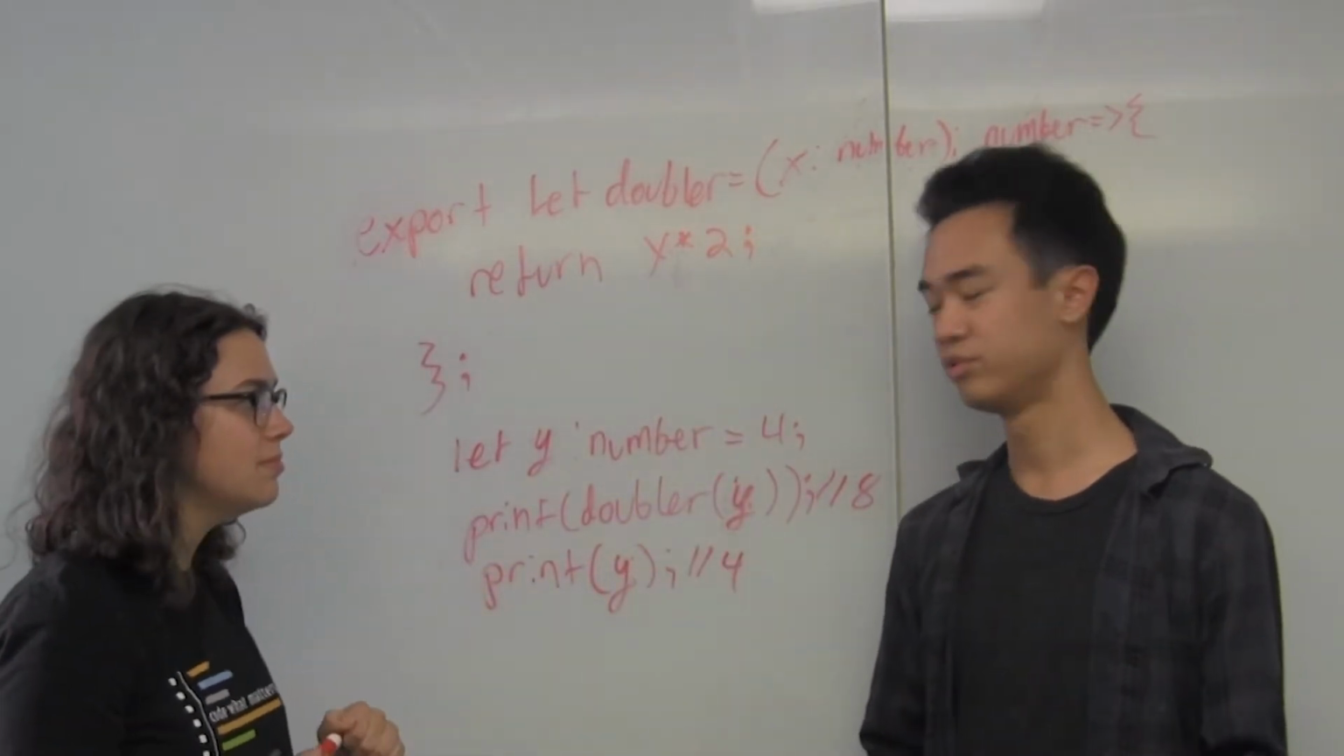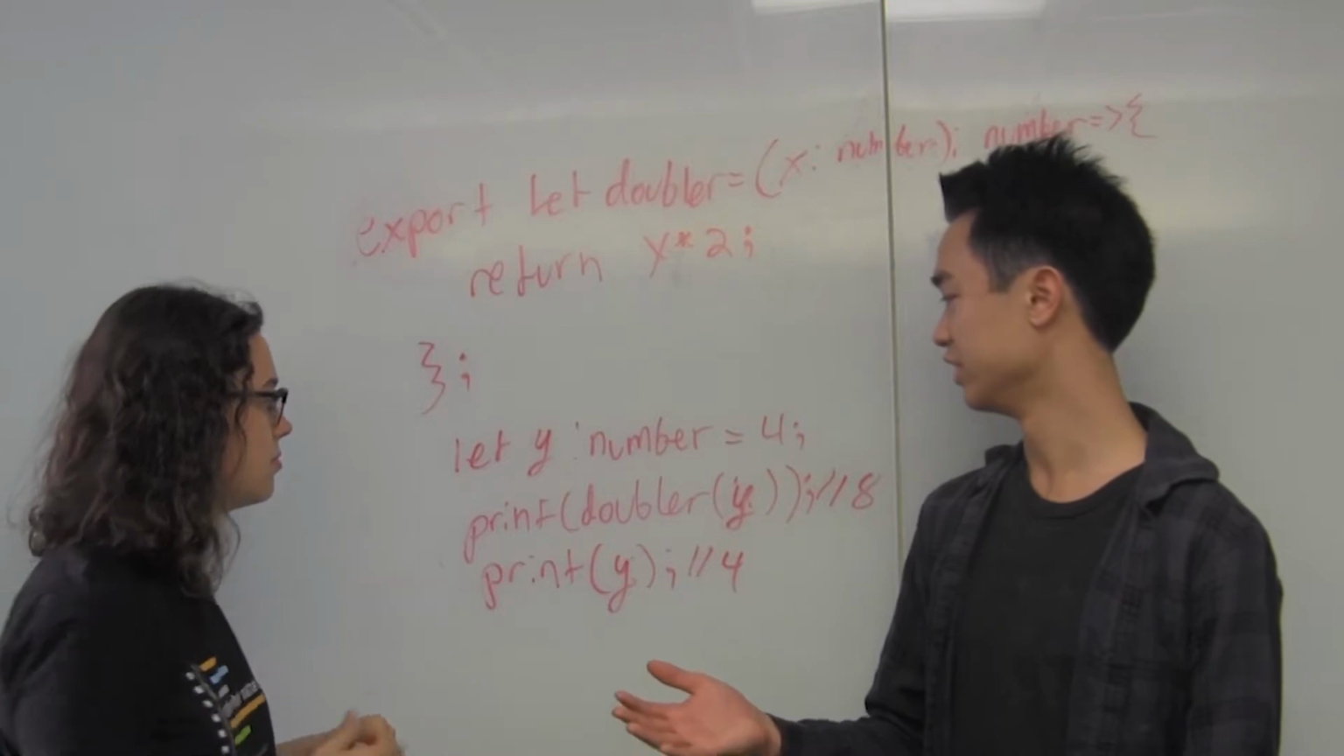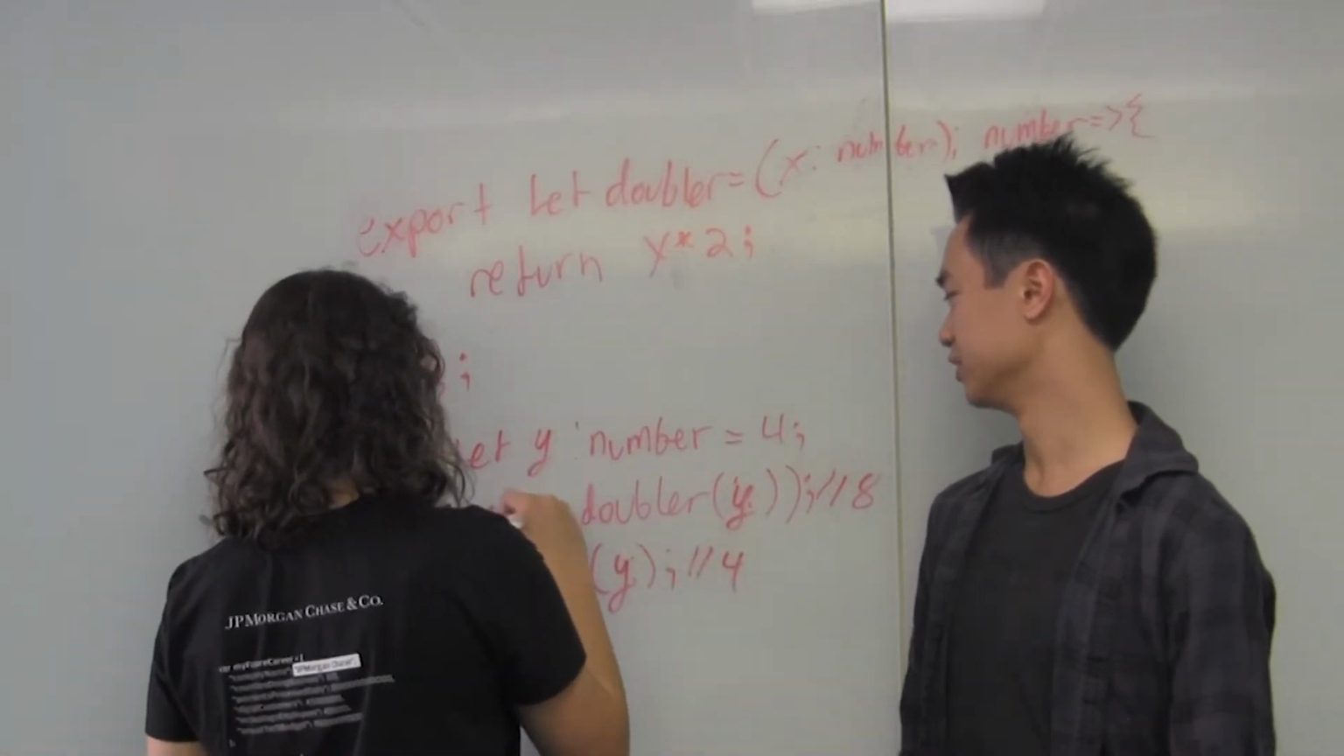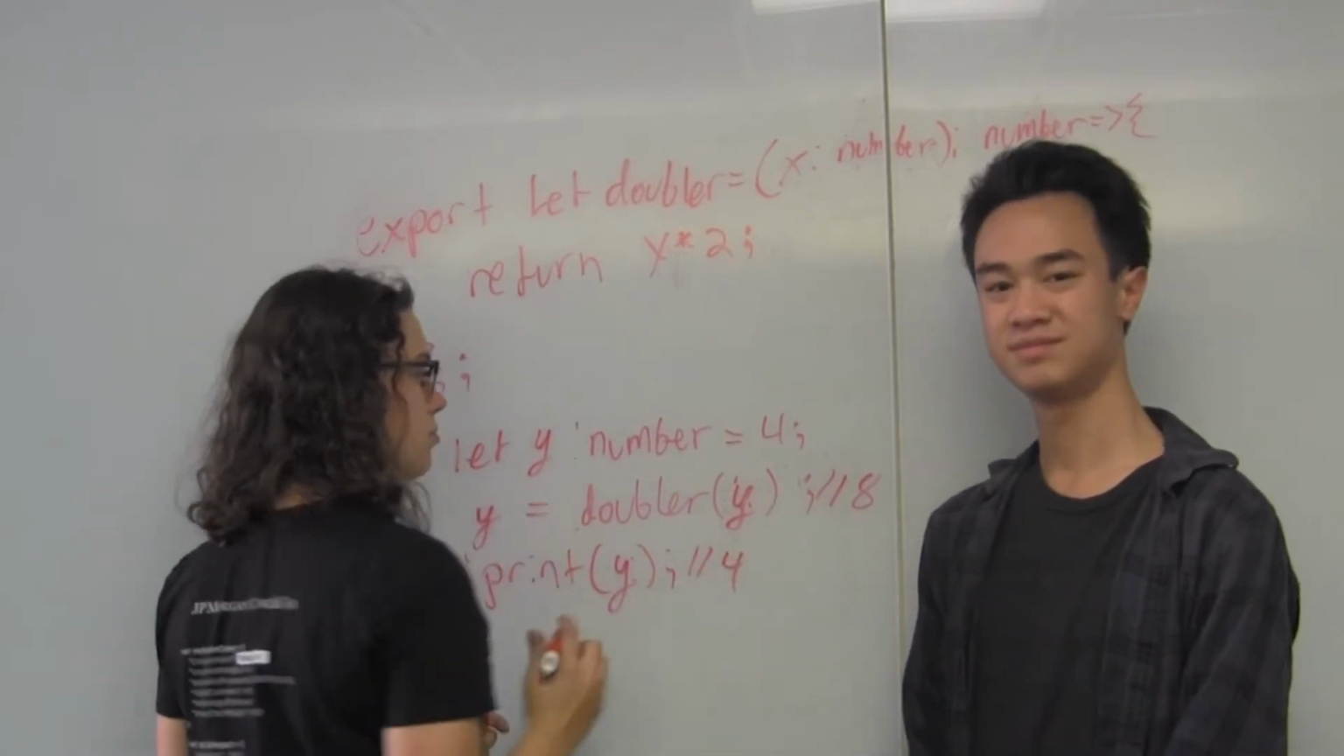And if we wanted to store the doubled value of 4 in the y variable, we would simply say y equals doubler of y.